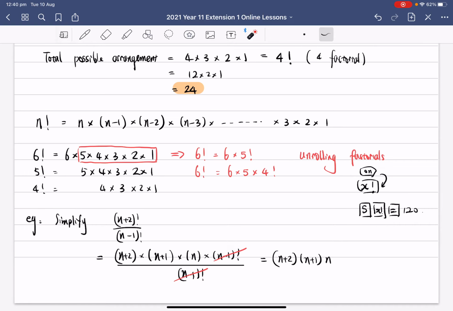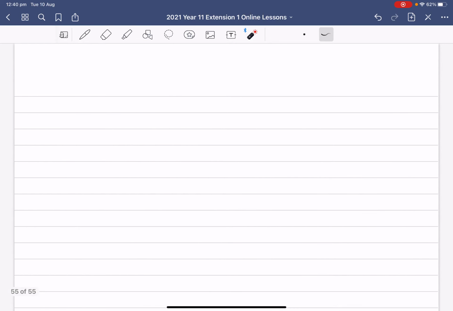All right, let's move on to another, slightly harder example here. How do you simplify n factorial over n minus r factorial? So how do we do that? Well, again, the idea is very similar to the previous one. We need to unroll the factorial. So we need to unroll the top one, so therefore we can get the bottom, and then we can cancel the terms out.